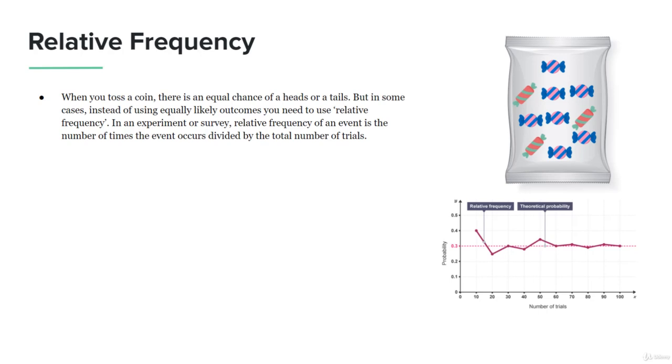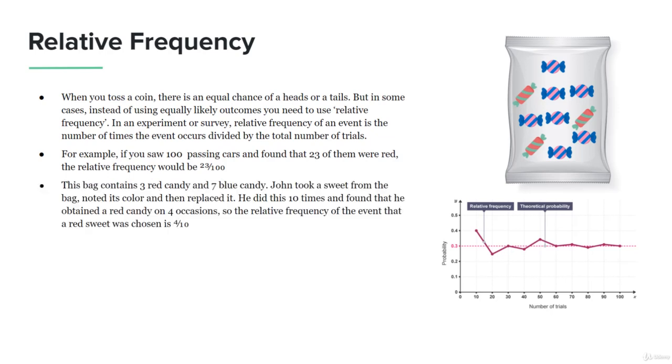In an experiment or survey, the relative frequency of an event is the number of times the event occurs divided by the total number of trials. So let's look at an example of a particular car. Let's say, for example, you saw 100 passing cars and found that 23 of them were red. The relative frequency would be 23 out of 100, right? Very simple, very easy for us to understand.